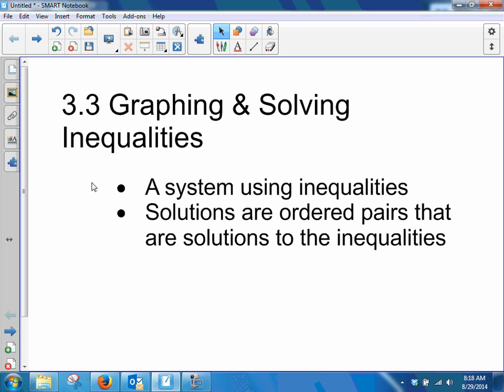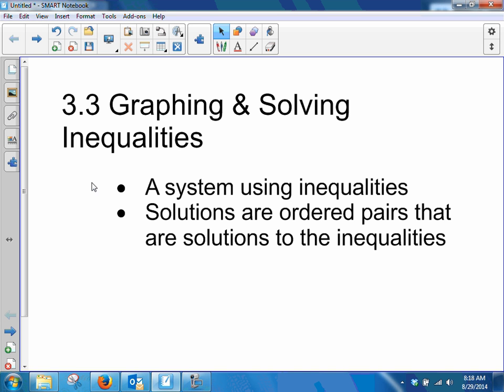Right, 3.3. So hopefully this is still a little bit more review. The biggest thing today when we look at inequalities is going to be the shape. That's going to be the biggest difference, okay? So 3.3 is all about graphing and solving systems of linear inequalities.